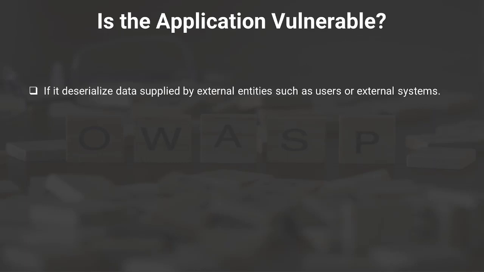Whenever an application deserializes data supplied by external entities, such as users or third-party systems, then it is at risk. Note that user-supplied data includes HTTP request headers, cookies, query string parameters, request body data, metadata extracted from uploaded content, etc. In the same way, data gathered from external systems poses a security risk. Malicious actors may go after such systems instead of directly targeting your application.